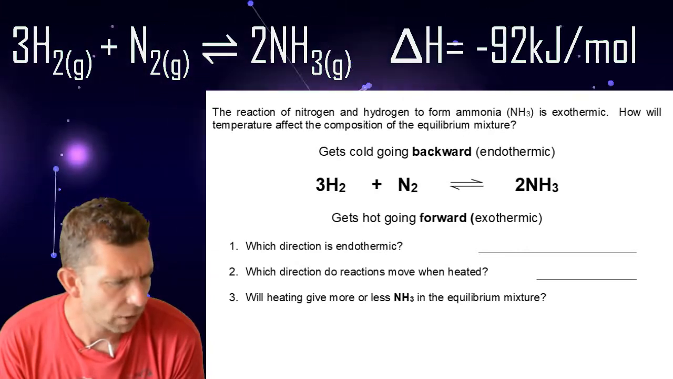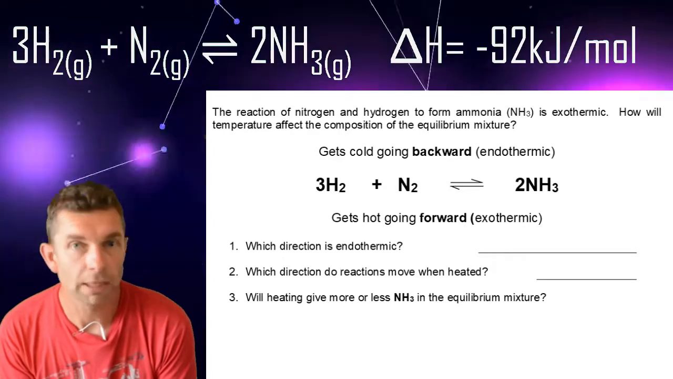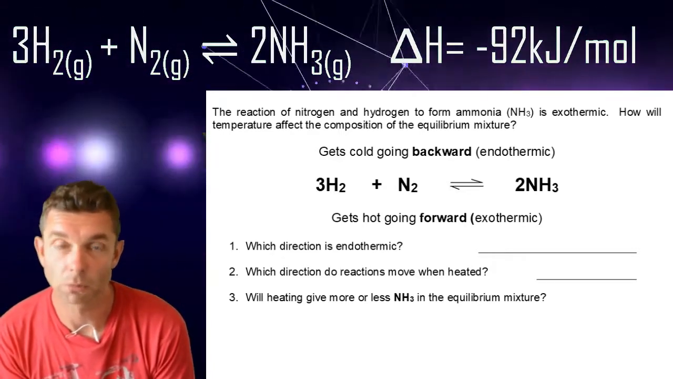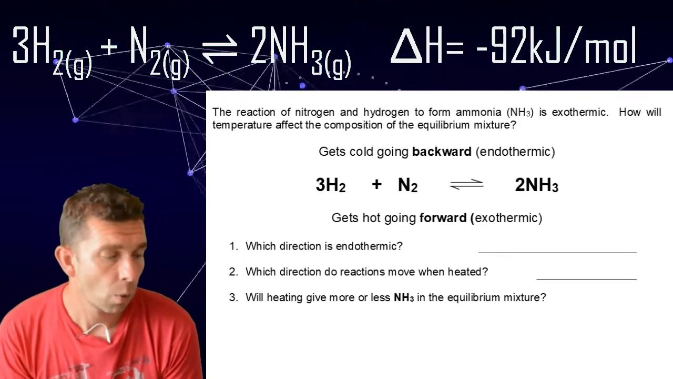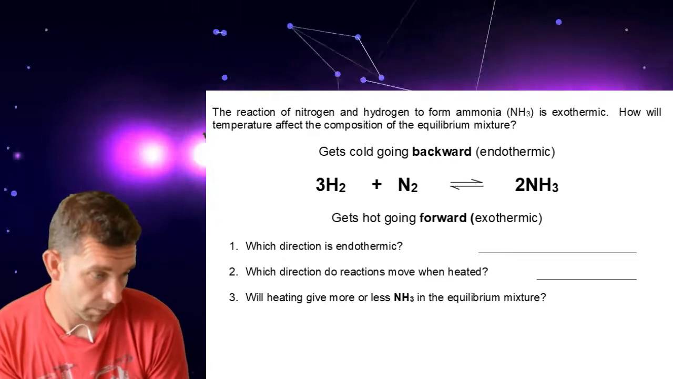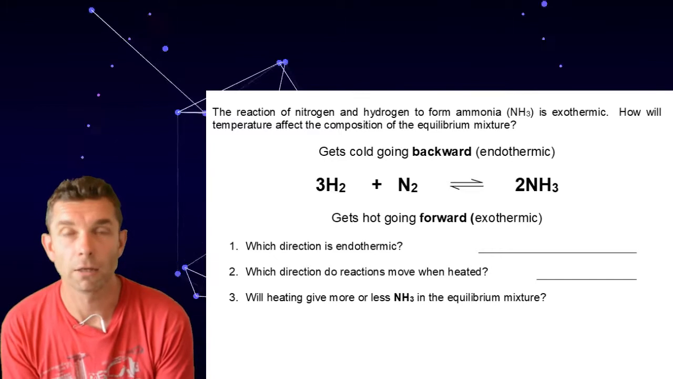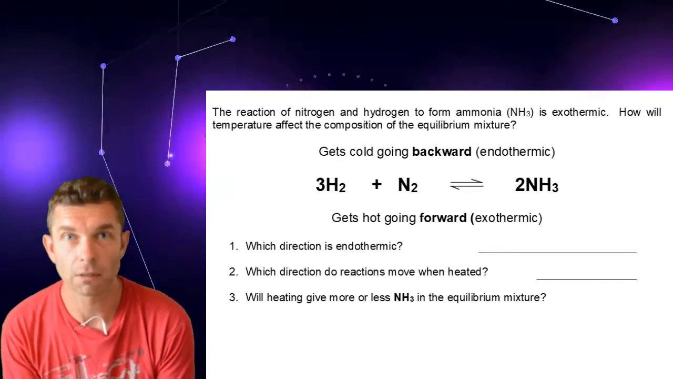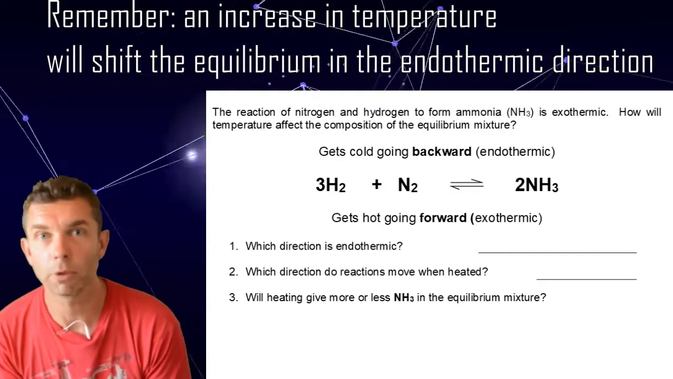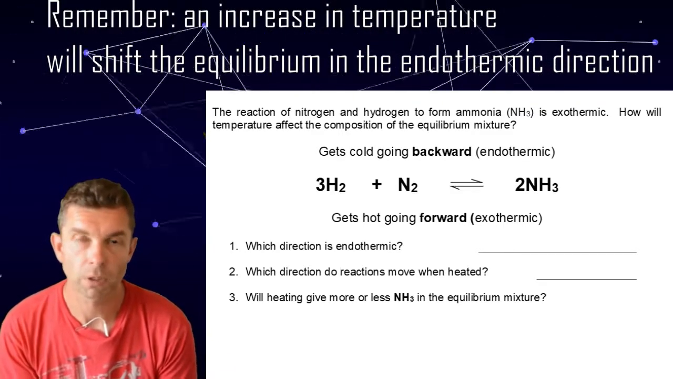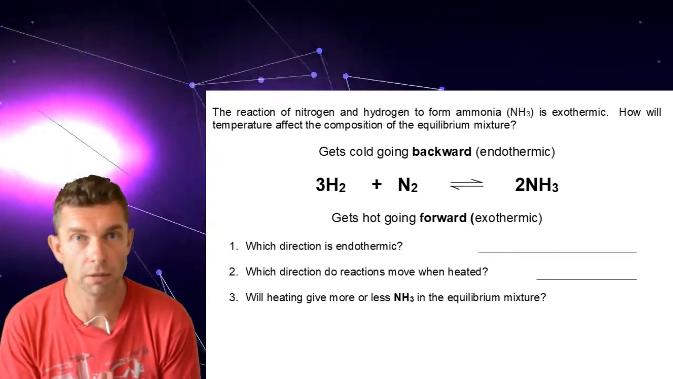Now, let's have a look at the question here. Which direction is endothermic? We're just identifying that first. Well, it gets colder in the backwards direction, so that must be the endothermic direction because the surroundings get colder. Which direction do reactions move when heated? They're going to move in the endothermic direction. So if we heat them, they're going to move in the endothermic direction, which is backwards. So the equilibrium will move from the ammonia to the nitrogen and hydrogen. So the equilibrium shifts to the reactant side of the reaction.